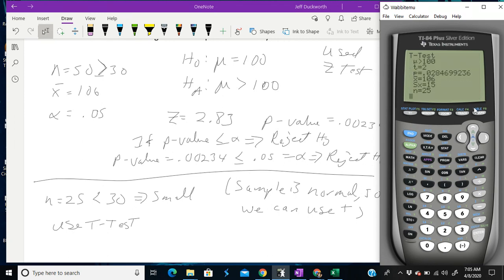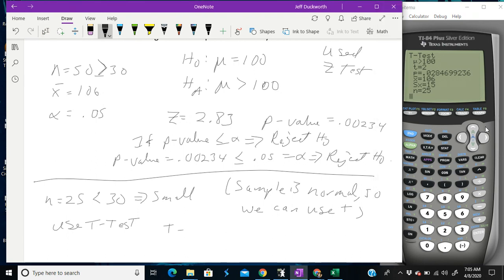We keep it greater than, and we check, in this case, the t-test statistic and the p-value. So here we have t equals 2. And our p-value is equal to 0.0285. That is still less than alpha, still 0.05. So again, we choose to reject. Well, this means we have evidence to indicate that the true mean IQ is above 100. And that's how you use the z-test and t-test on the calculator.